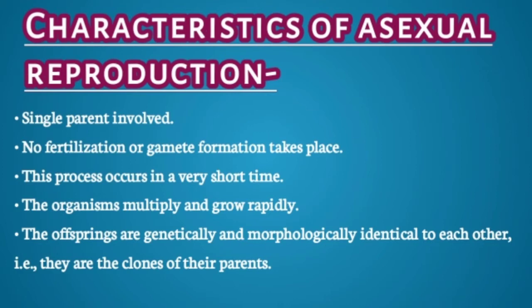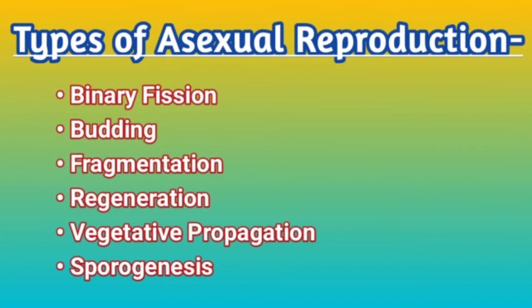Sometimes you may be asked why the offsprings produced by asexual reproduction are called clones. So your answer will be: because they are genetically and morphologically identical to each other. Now let's see the types of asexual reproduction. Some of the types are binary fission, budding, fragmentation, regeneration, vegetative propagation and sporogenesis. Now let's discuss all these different types one by one.